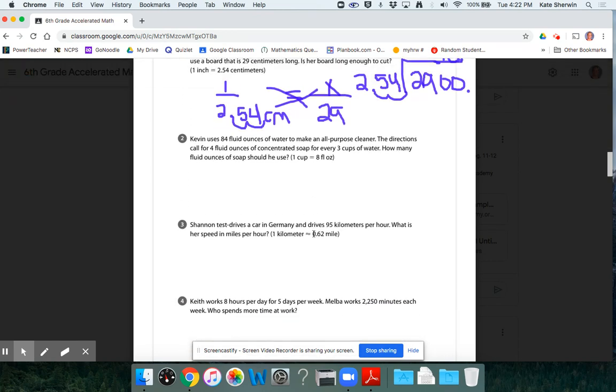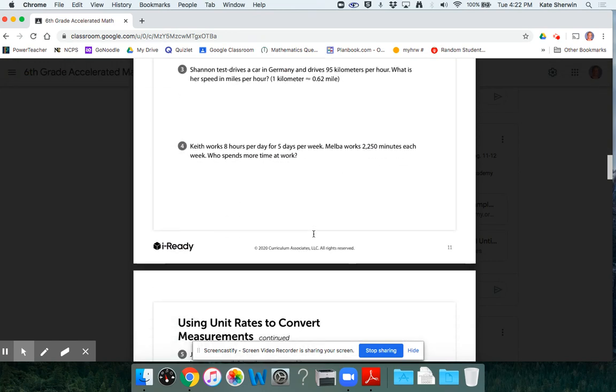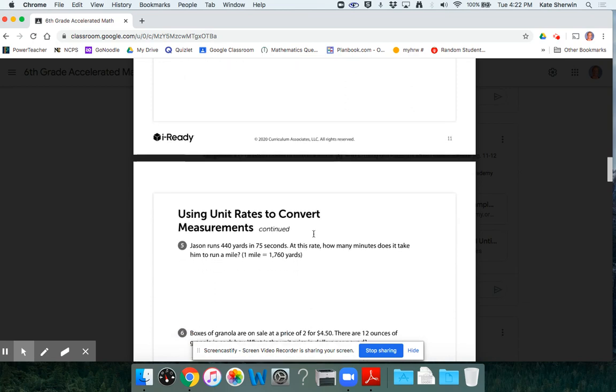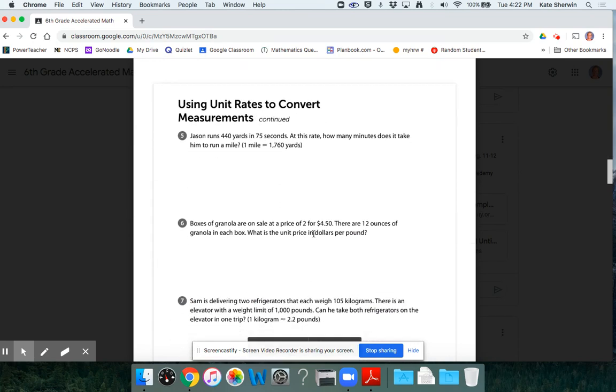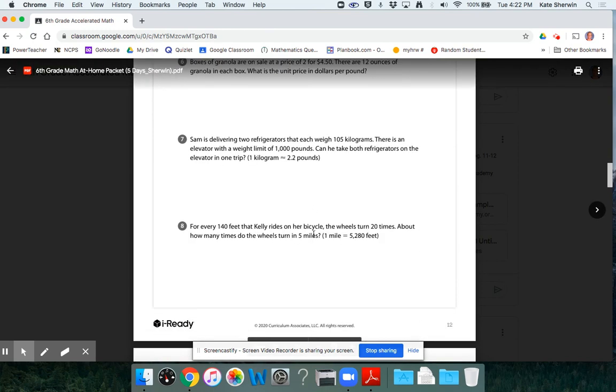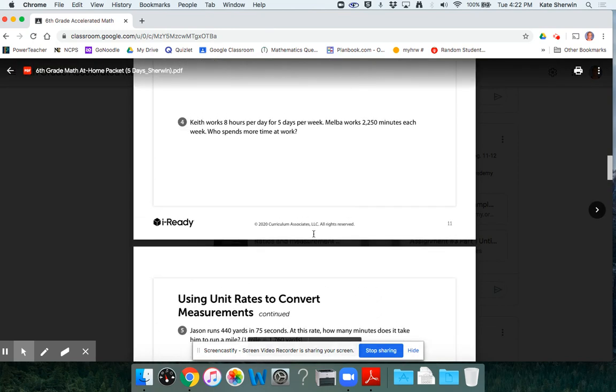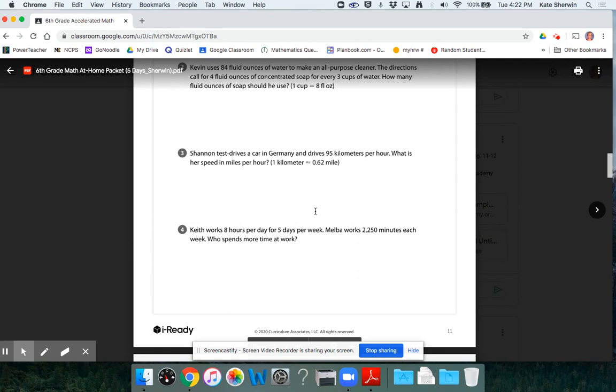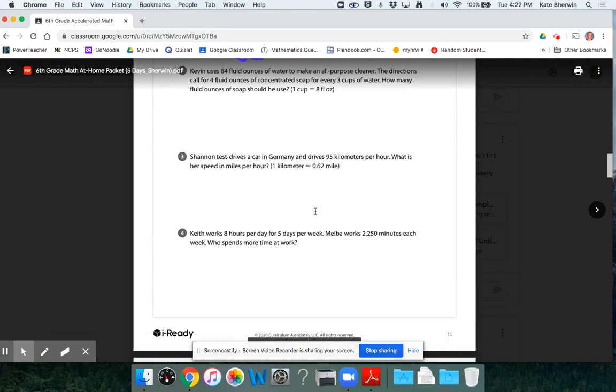So you'll continue doing this. There's three more problems on that page. And then the second page is the same thing. There are 4 problems. So you have 7 problems to do like that. Let's do one that looks a little different from the others.